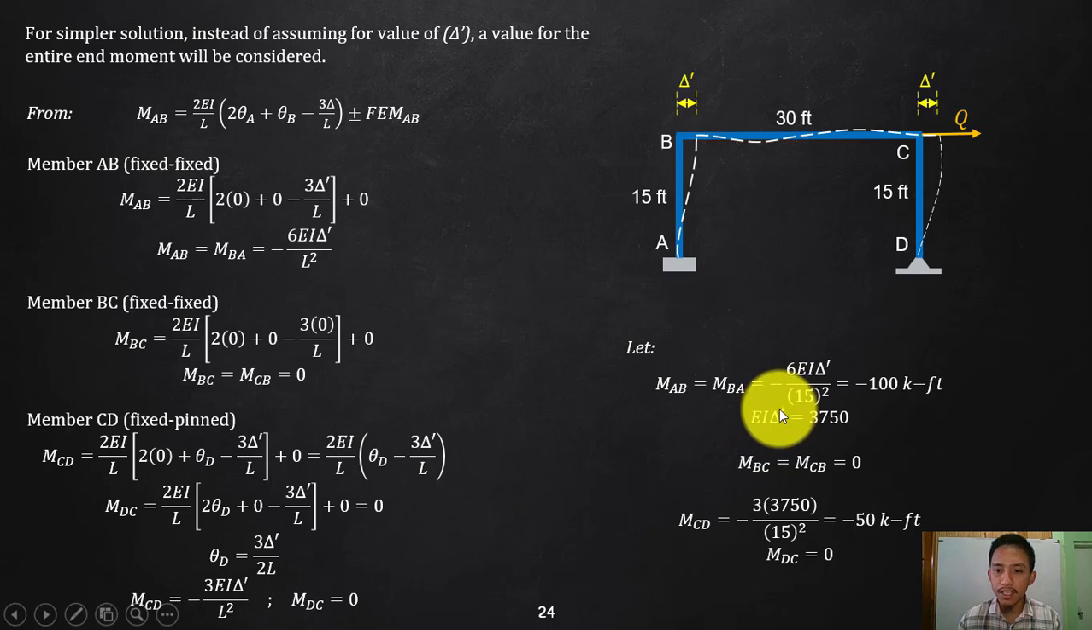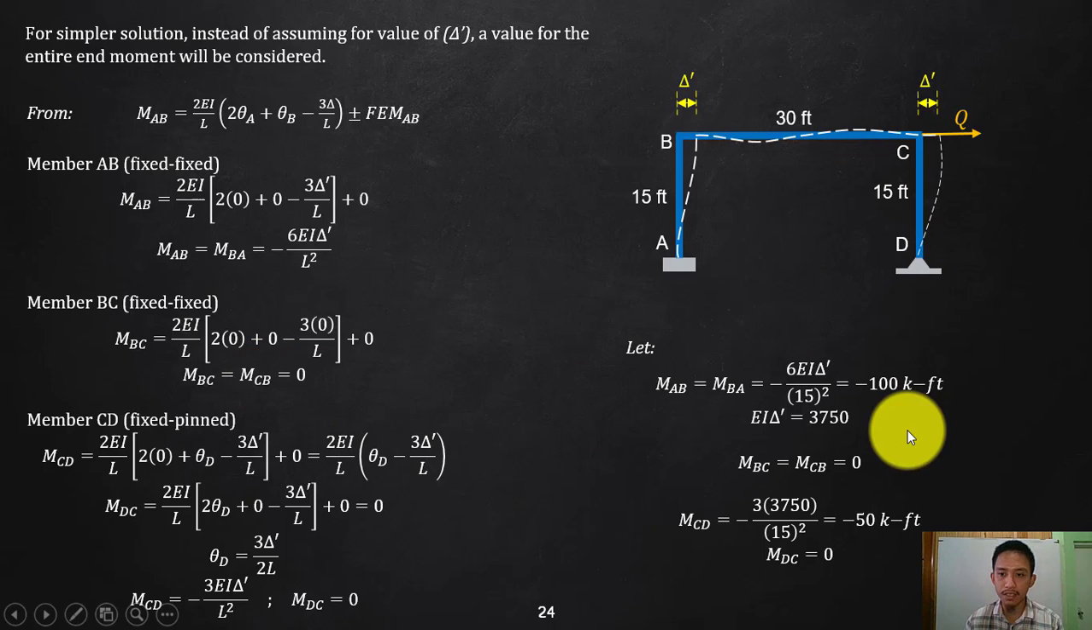So EI delta prime: cross multiply this, 15 squared, negative negative cancels, divided by 6, you will end up with a positive 3750. That is the value of the entire EI delta prime. And then I will be using this EI delta prime to solve for the rest of the end moments for the other members. But even if I do that in your BC, that will still be 0, since, again, I've explained that one a while ago.